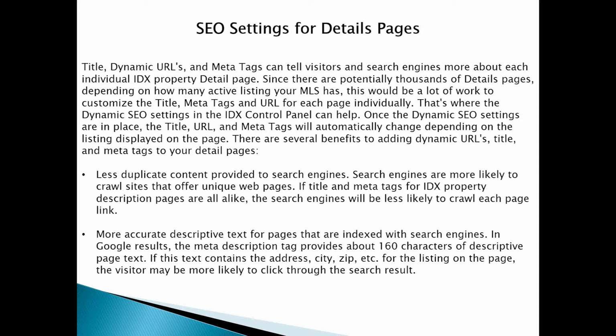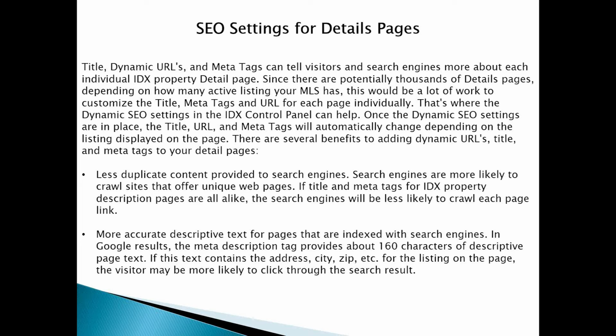The first is less duplicate content provided to search engines. Search engines are more likely to crawl sites that offer unique web pages. If title and meta tags for IDX property description pages are all alike, the search engines will be less likely to crawl each page. And really, you guys, as real estate agents and brokers, you are already behind the eight ball because you're getting all of the same data from the MLS.